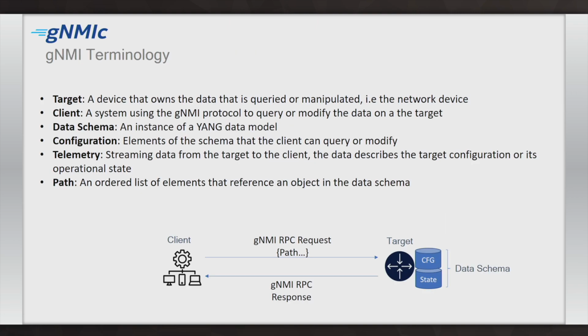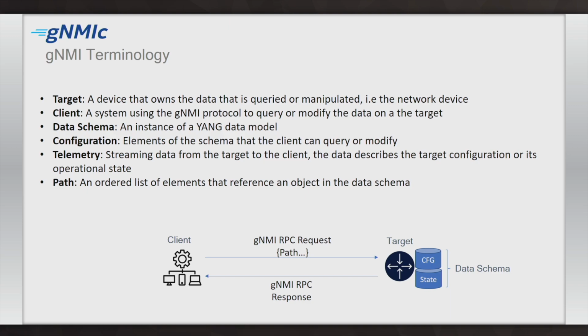So a few terms that I would like to explain or agree on here. A target is the device that runs the gNMI server. It's basically your gNMI server that the client will communicate with. The client is the system that uses gNMI to get data from the target, change data in the target, or subscribe to notifications from the target. The data schema is your Yang models, basically, and the data populating the schema.